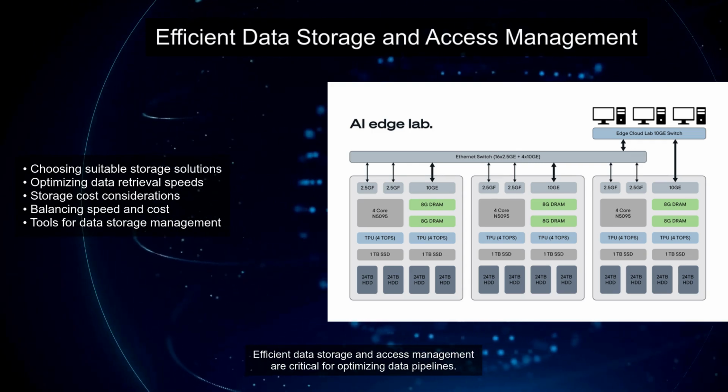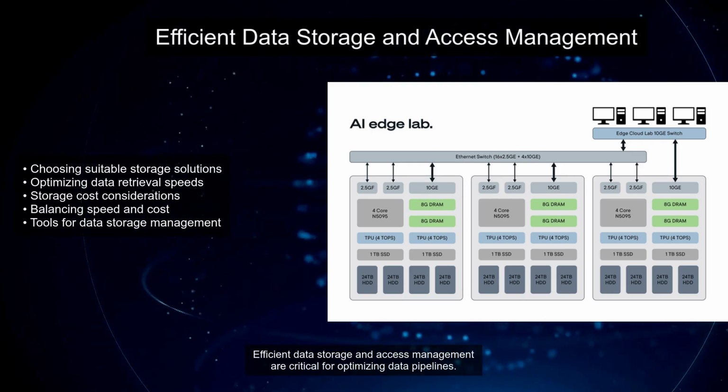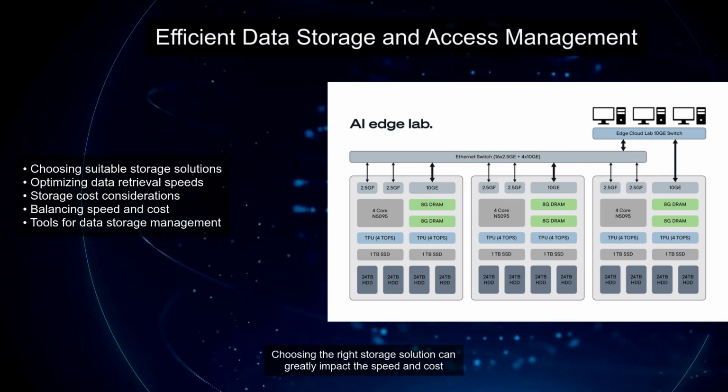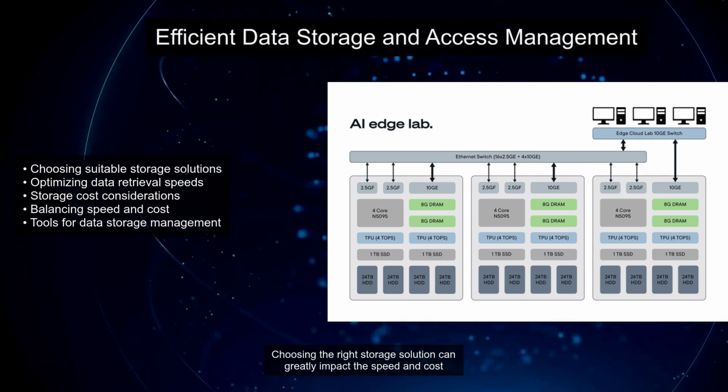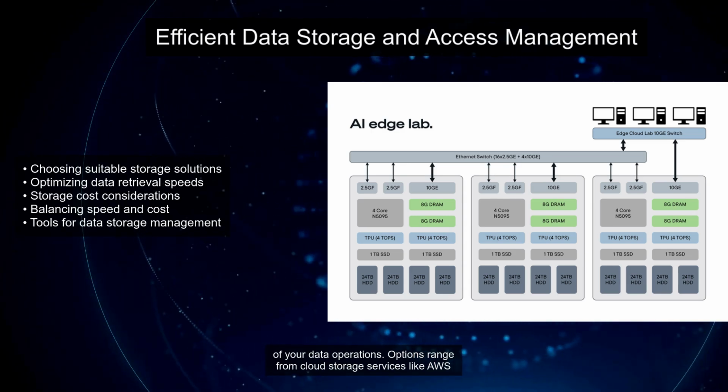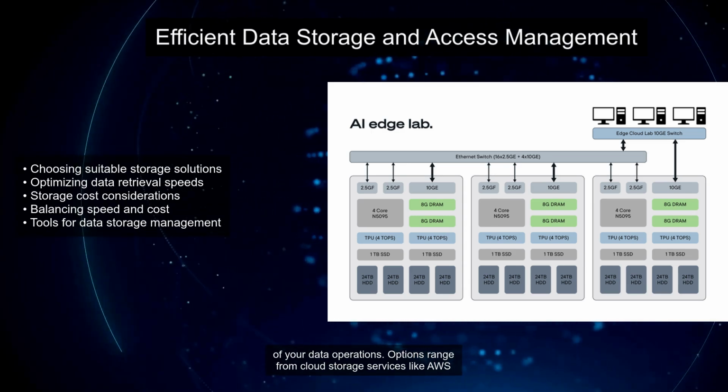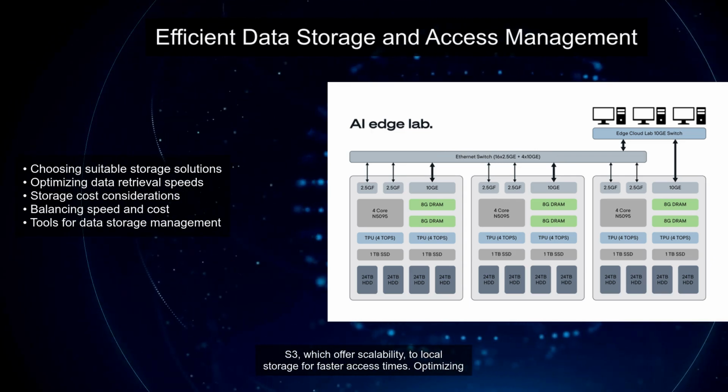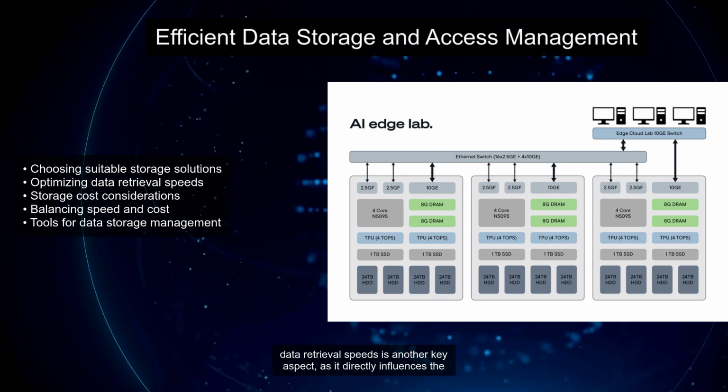Efficient data storage and access management are critical for optimizing data pipelines. Choosing the right storage solution can greatly impact the speed and cost of your data operations. Options range from cloud storage services like AWS S3, which offer scalability, to local storage for faster access times.